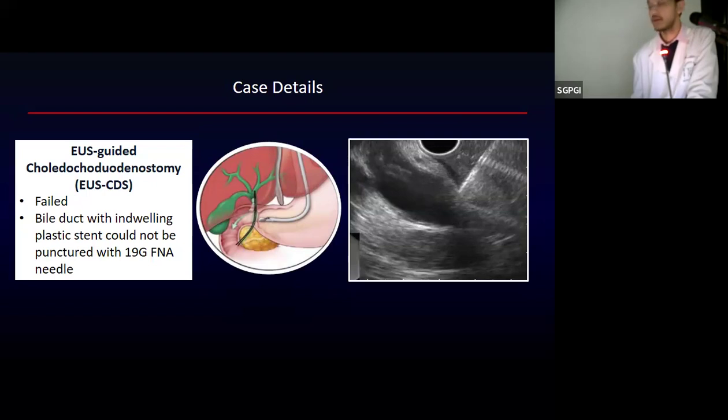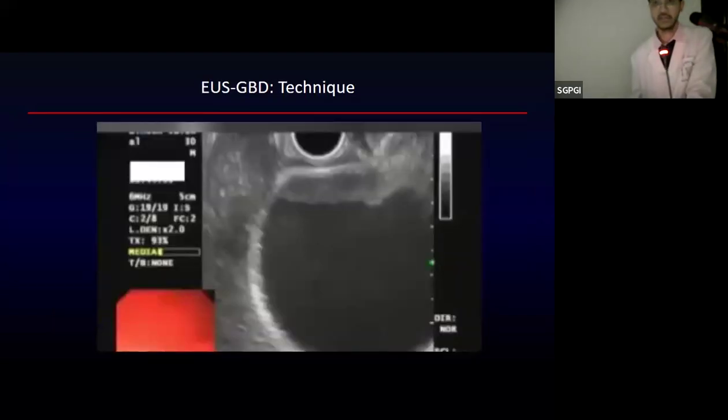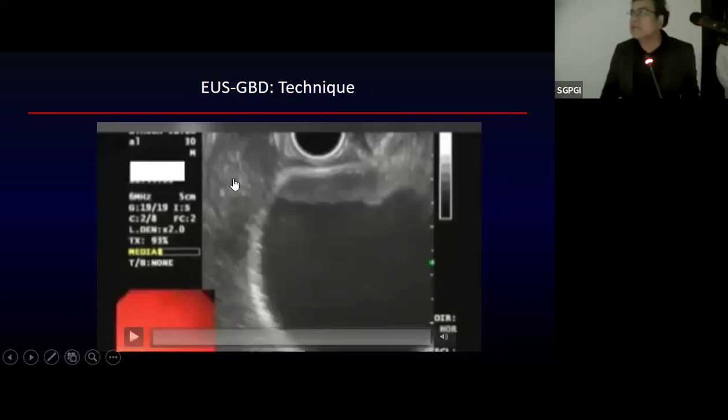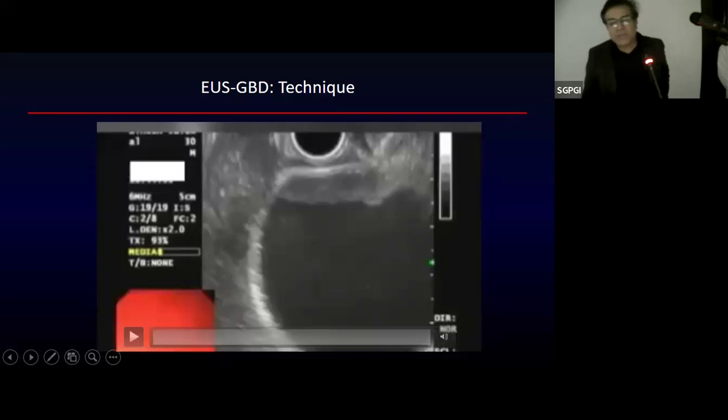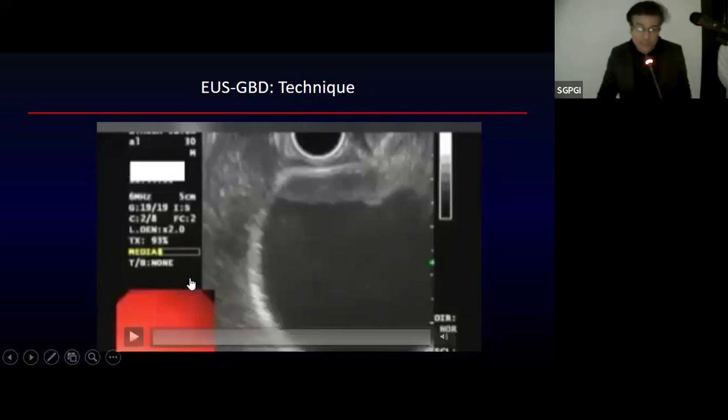So what next? You can all see there is a gallbladder which is in close approximation with the duodenum. Hence, our next plan was EUS-guided gallbladder drainage, and this technique will now be shown to you. I think for us, this is a very interesting procedure and quite rewarding as well, especially in the scenario that we were stuck in this patient.